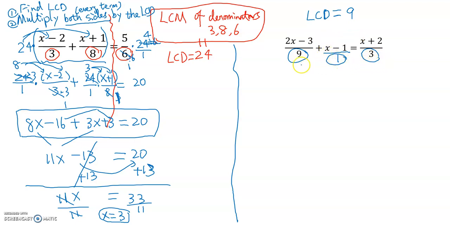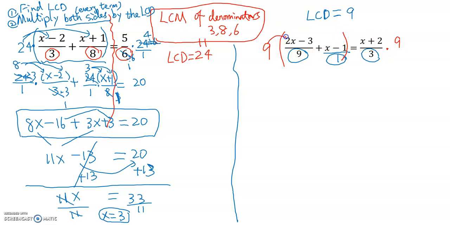Okay, now we are going to multiply both sides by 9. Or you can say multiply every term by 9. But I'm going to slow down, and later if you want to skip the step, you can. So I'm going to multiply the whole left-hand side by 9 and the whole right-hand side by 9.